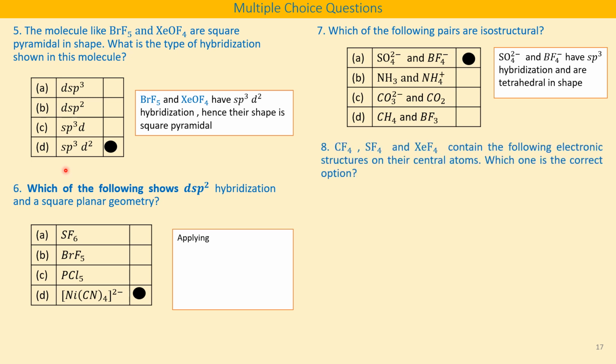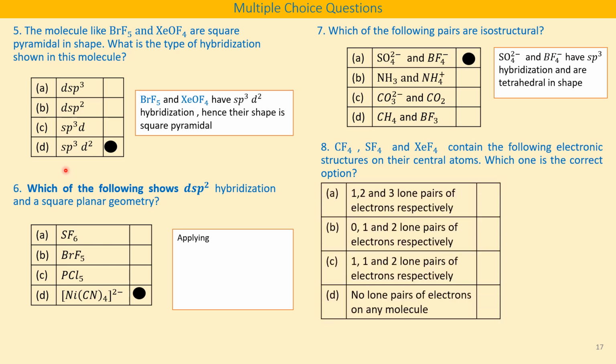Next question. CF4, SF4 and XeF4 contain the following electronic structures on their central atom. Which one is the correct option? Option A, 1, 2 and 3 lone pairs of electrons respectively. Option B, 0, 1 and 2 lone pairs of electrons respectively. Option C, 1, 1 and 2 lone pairs of electrons respectively. Option D, no lone pairs of electrons on any molecule.